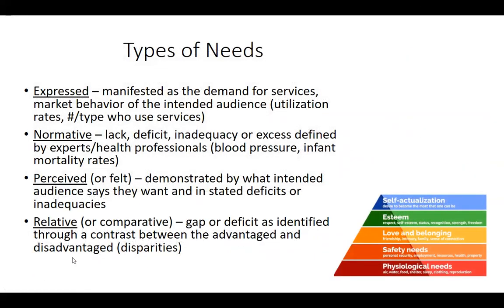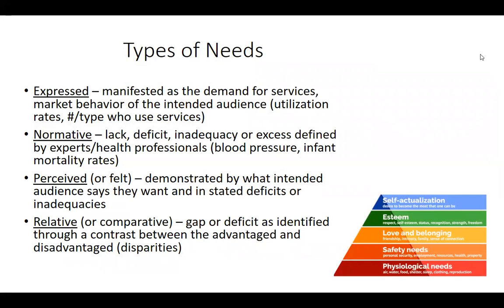So these were the types of needs highlighted in the textbook. I also threw in Maslow's hierarchy of needs here for you, just so that you realize we need to look at all types of needs. So the expressed, normative, and relative are often going to be found by health professionals, for example, looking at, with the expressed need, just how many people are actually using the services in the community. If you're looking at utilization rates, and if people from the intended audience are going to be interested in the service or program that you have.